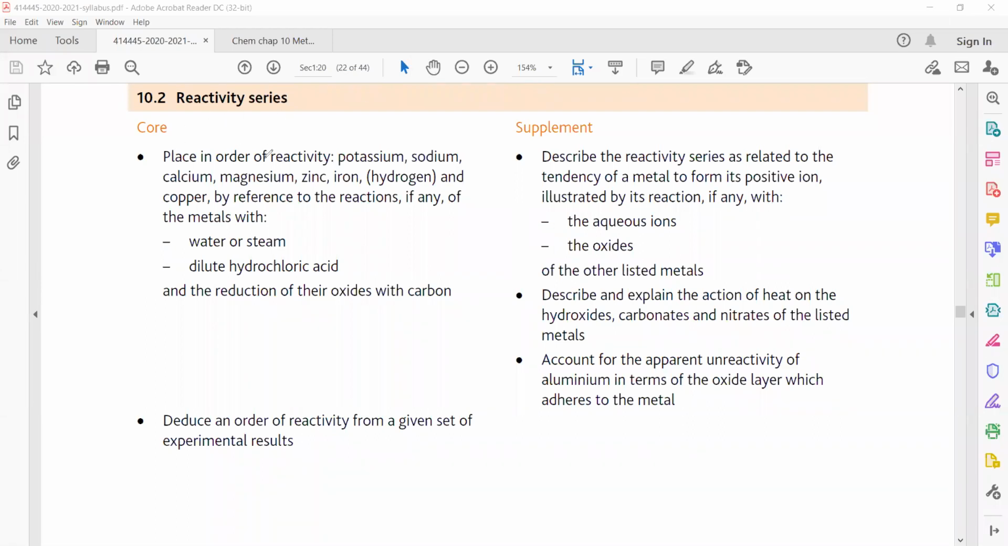So reactivity series, what you have to do, you have to place in order of reactivity potassium, sodium, calcium, magnesium, iron, hydrogen is there, then copper, by reference to the reaction, if any, with metal or steam, and with dilute hydrochloric acid, and reduction of their oxide with carbon.